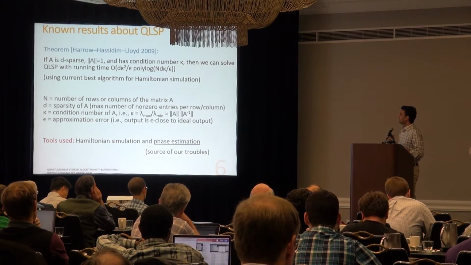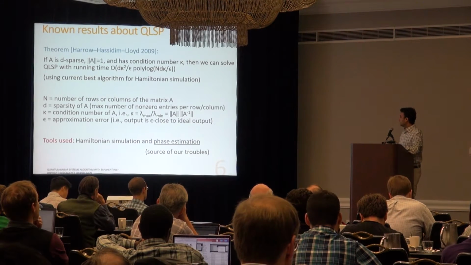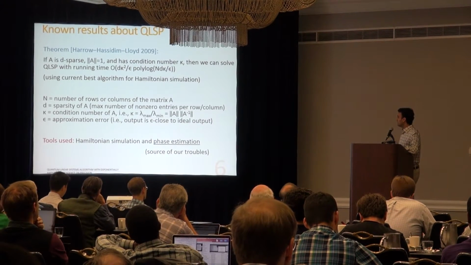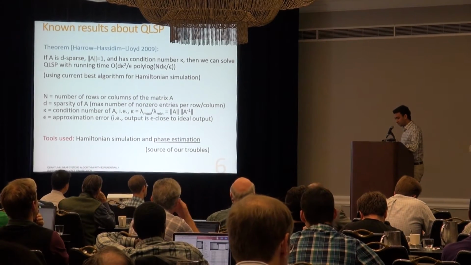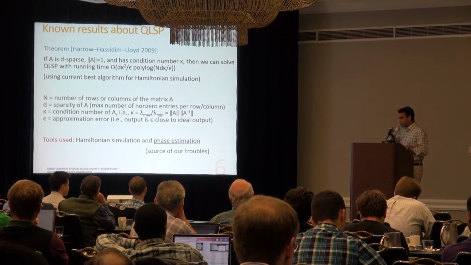So the main theme of this talk is that we're trying to bring down the epsilon dependence from 1 over epsilon to log 1 over epsilon. This is not going to be possible if you use phase estimation as a subroutine, because phase estimation is inherently a procedure that has that kind of dependence on epsilon. So we're going to have to circumvent phase estimation. Okay.